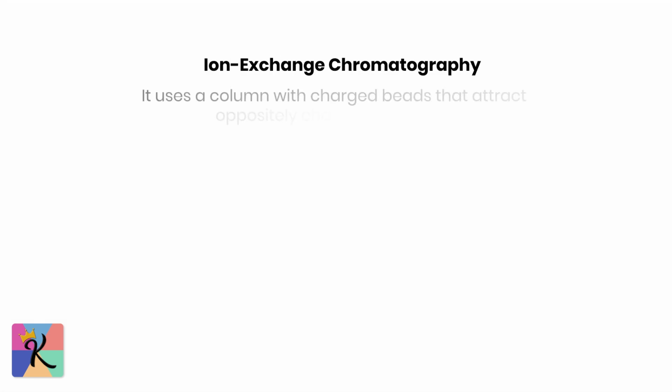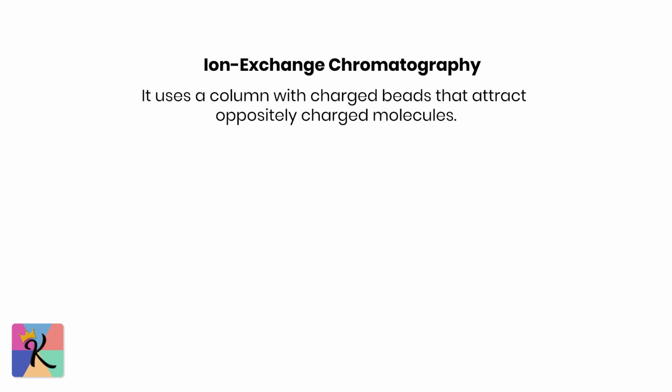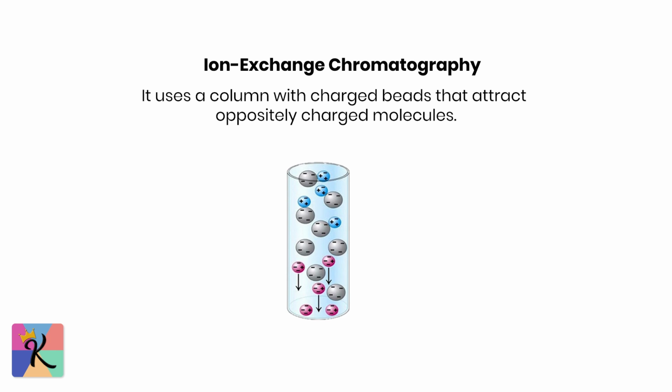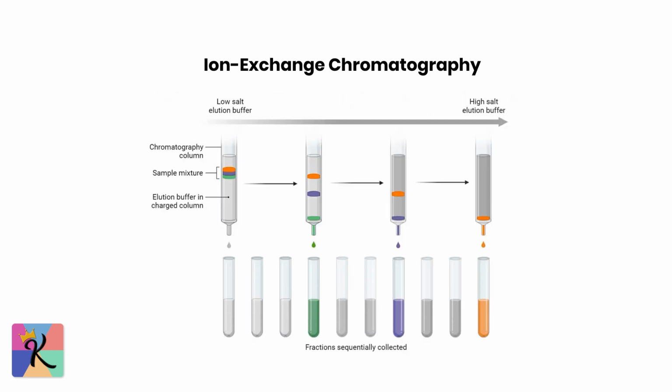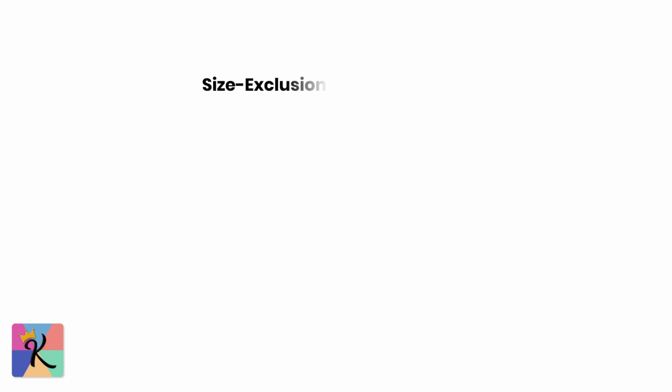Ion exchange chromatography uses a column with charged beads that attract oppositely charged molecules. This technique is excellent for separating proteins or nucleic acids based on their charge. A salt gradient is often used to elute the bound substances from the column.